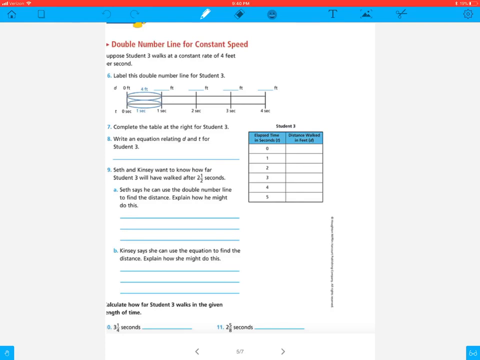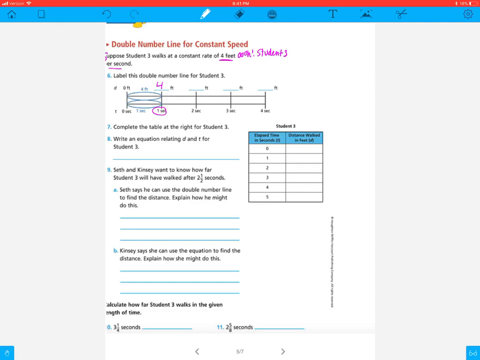Well, now student 3. Oh, okay, so student 3 walks at a constant rate of 4 feet per second. Wow, so they go pretty far. I can draw a double number line to help me up there. Now, they must really love walking. It's kind of weird because I don't know if I've ever run into students that really like walking this much, but good for them. They must be getting their steps in. Students here really love walking.